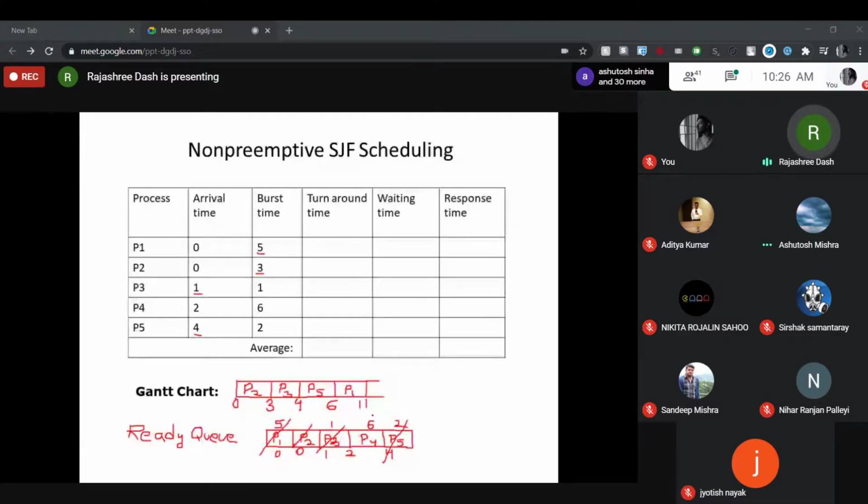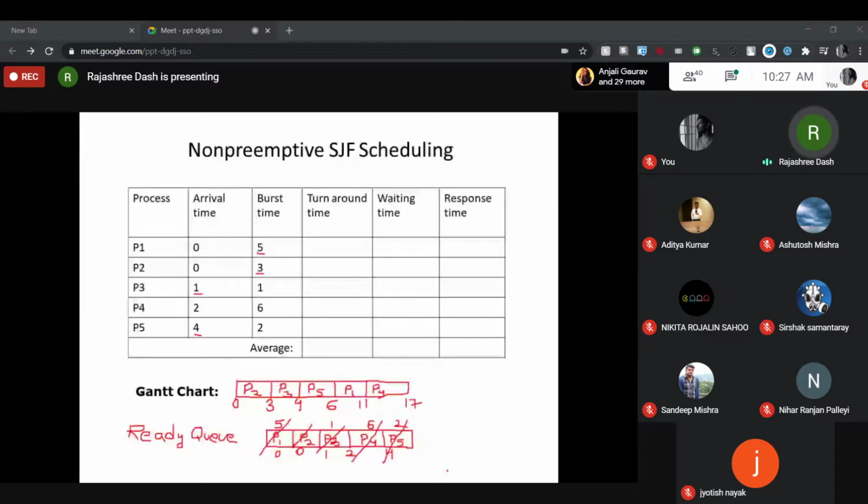Now after P1, the remaining process is P4. So P4 will start at 11 and it will continue up to 17. So the Gantt chart represents in which order the processes are selected by the scheduler and allocated to the CPU for its execution.